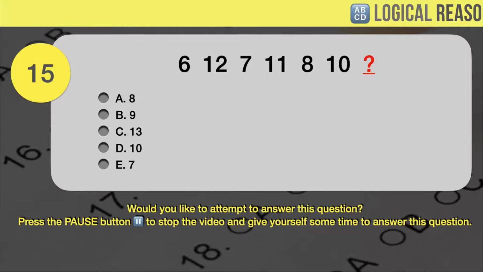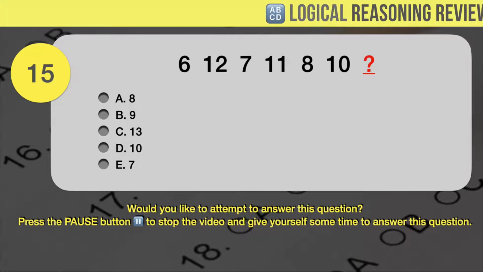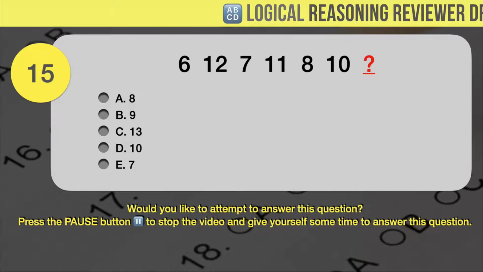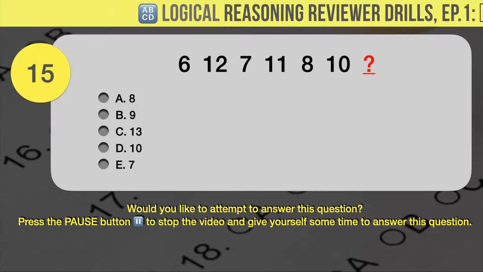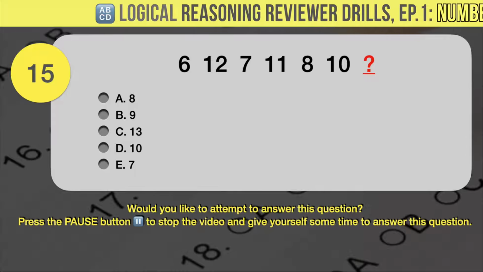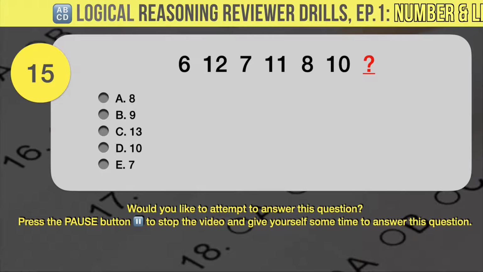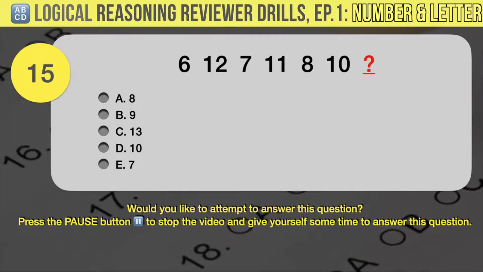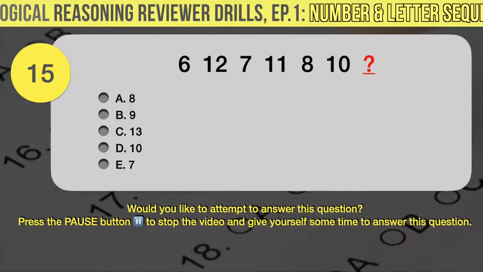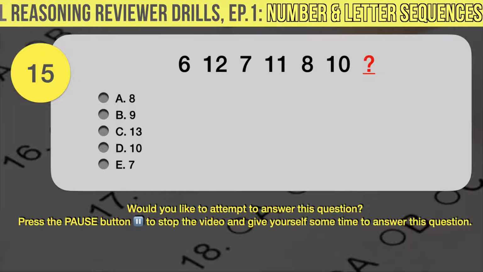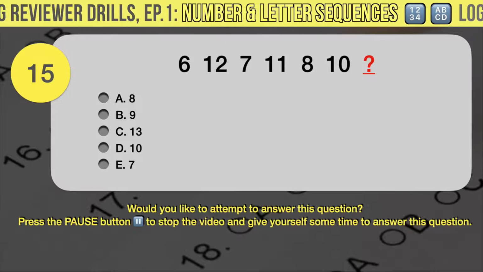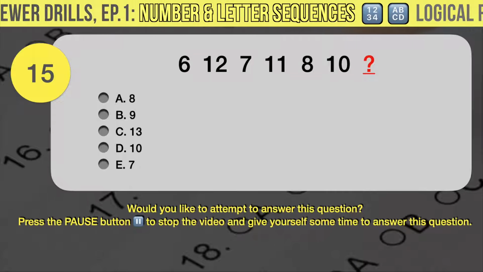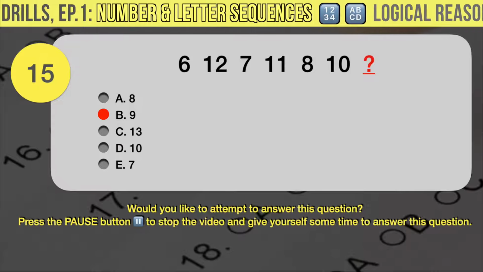Drill question number 15. Which number comes next in the following sequence? 6, 12, 7, 11, 8, 10. Your answer choices are A, 8, B, 9, C, 13, D, 10, E, 7. The correct answer is B, 9.